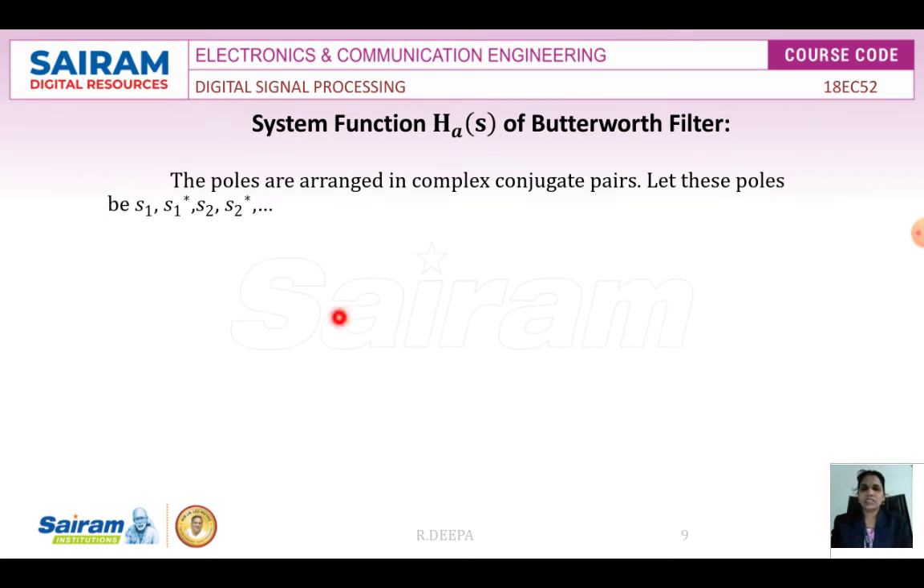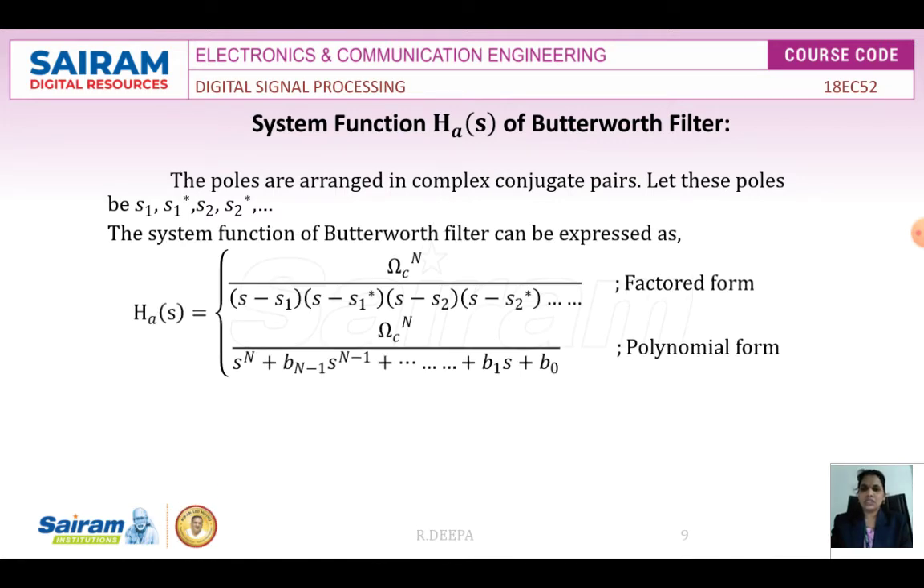Now let us calculate the system function of the Butterworth filter. As we are getting the poles as S1, S2, S3 and S4, let us arrange these poles and write the transfer function HA of S as omega C whole power of n divided by (S minus S1) into its conjugate (S minus S1 star) into (S minus S2) into (S minus S2 star), and it goes on based on the number of poles available on the left hand side. We concentrate only on the poles which lie on the left hand side because only those poles tell you that the filter is going to be stable.